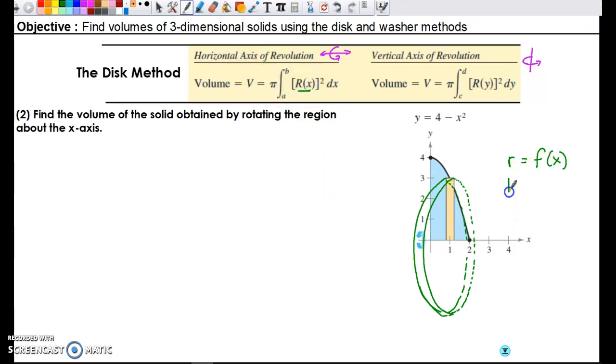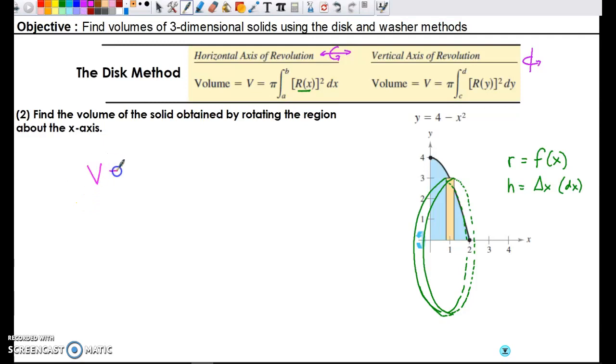Now the height of that cylinder is going to be a delta x. It's going to be the width on the x-axis, so in other words, it's going to be a dx. So to integrate, it's going to be in terms of x. To set up this integral, I'm going to use the disk method.